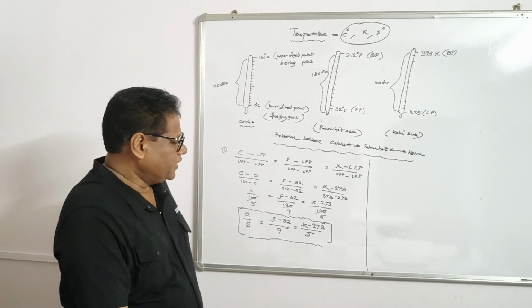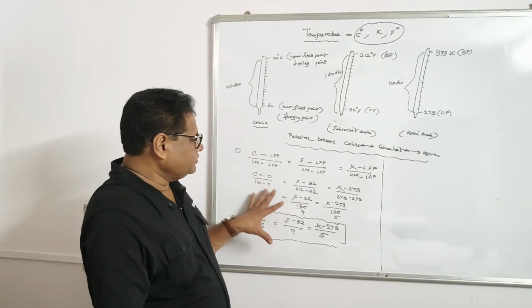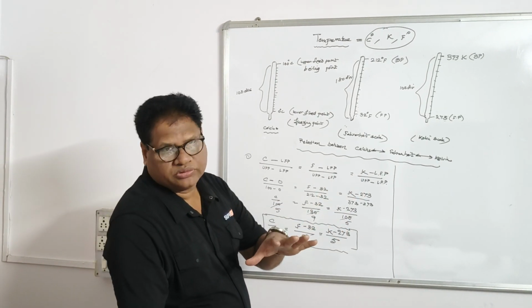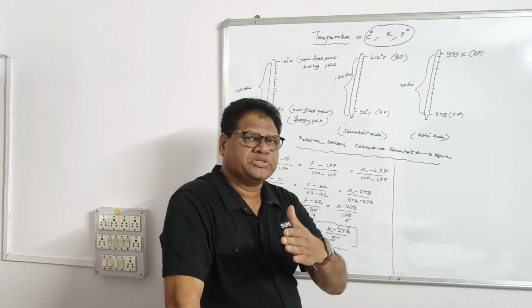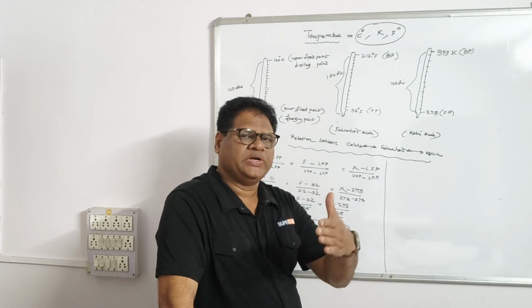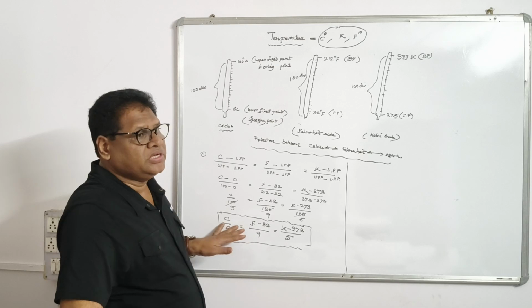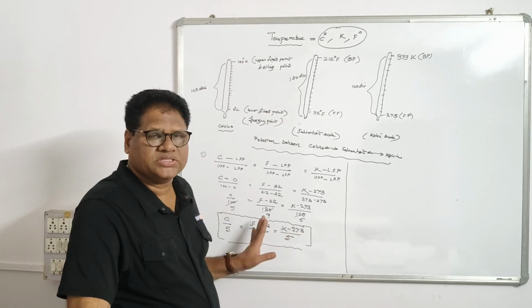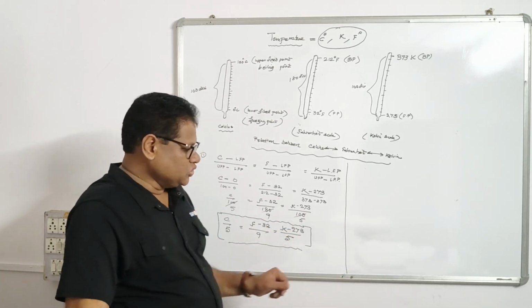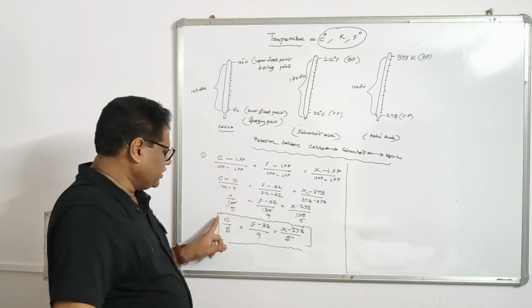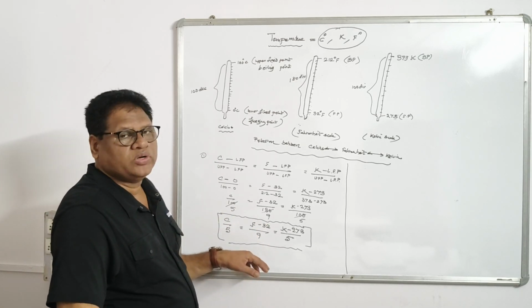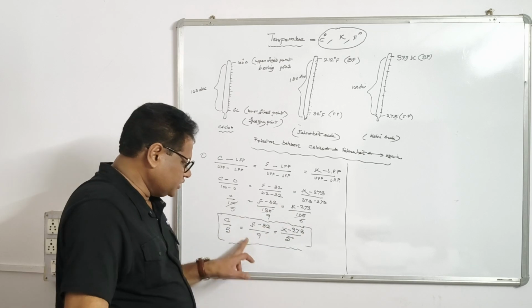Now students, I hope the derivation is clear and you have understood how to convert the temperature in Celsius to Fahrenheit, Fahrenheit to Kelvin. This is the relation between all the three scales of temperature: Celsius, Fahrenheit, Kelvin. Suppose you want to convert Celsius to Fahrenheit, you can pick these two relations. If you want to convert Fahrenheit to Kelvin, you can pick this relation.